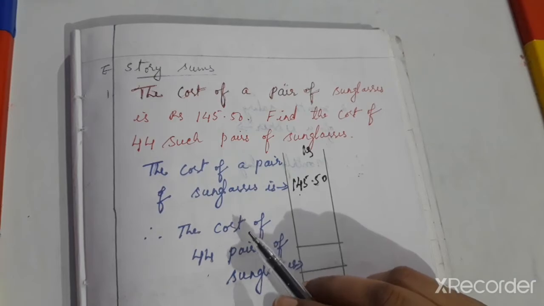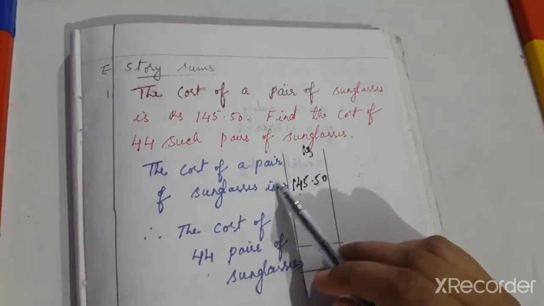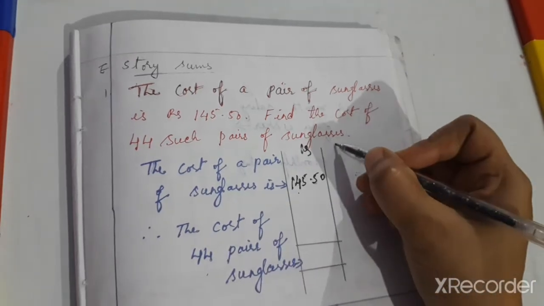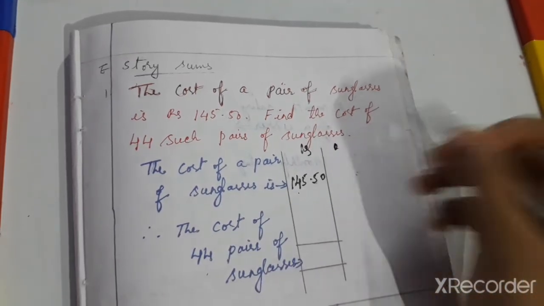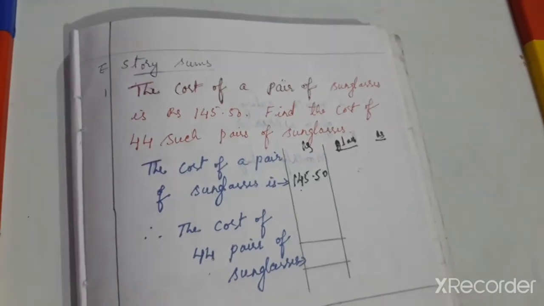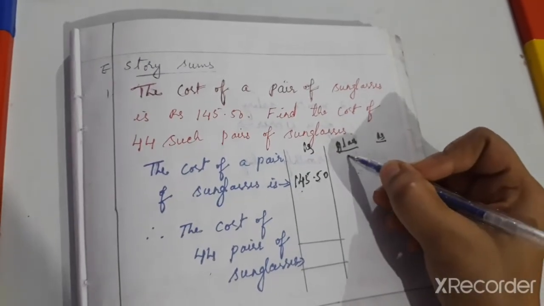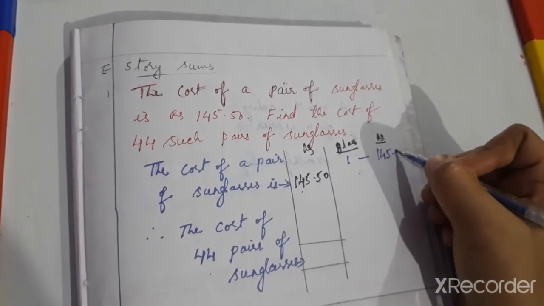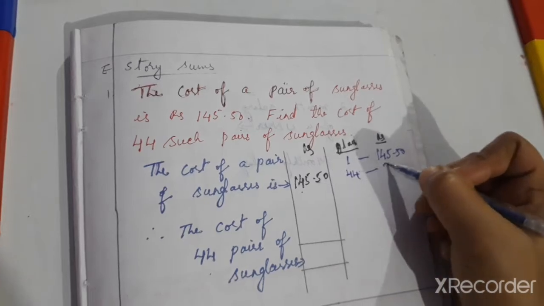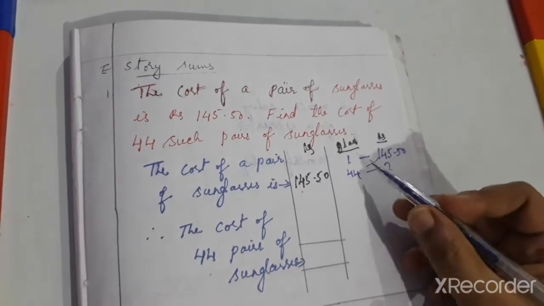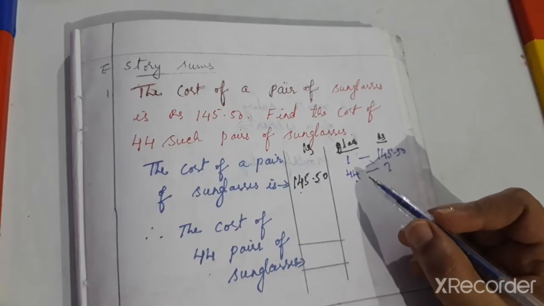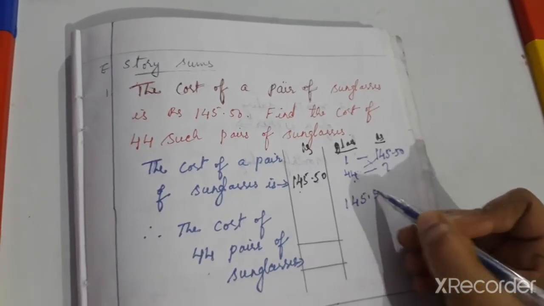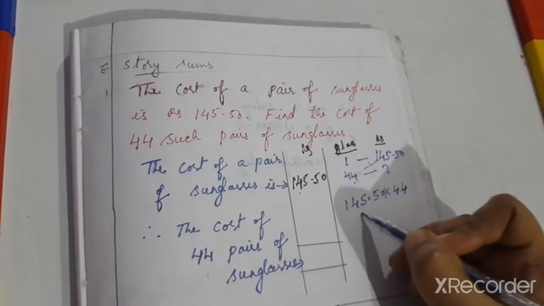With the help of cross multiplication also we can find. For one pair, cost is 145.50. For 44 pairs, how much? Cross multiplication means we have to multiply 145.50 into 44.